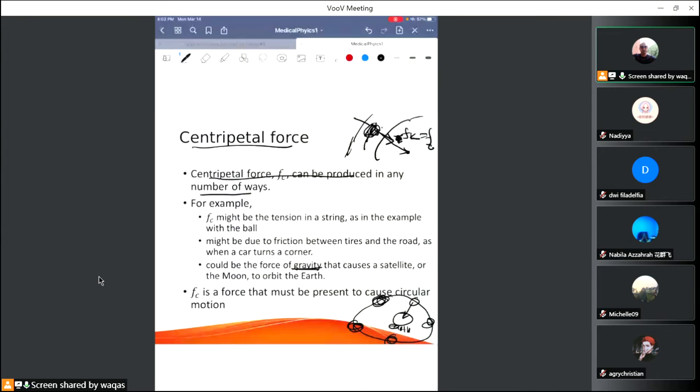So the important point is that centripetal force must be present to cause circular motion. This is the main point: if you want circular motion, you must have a centripetal force.